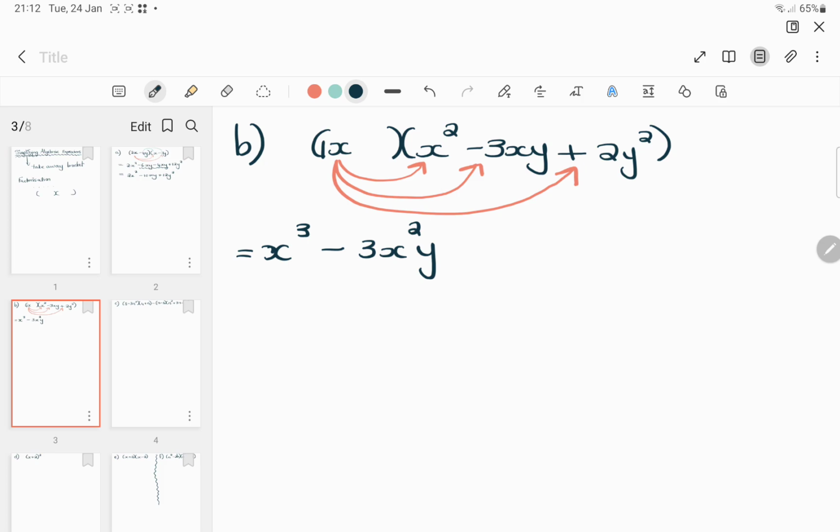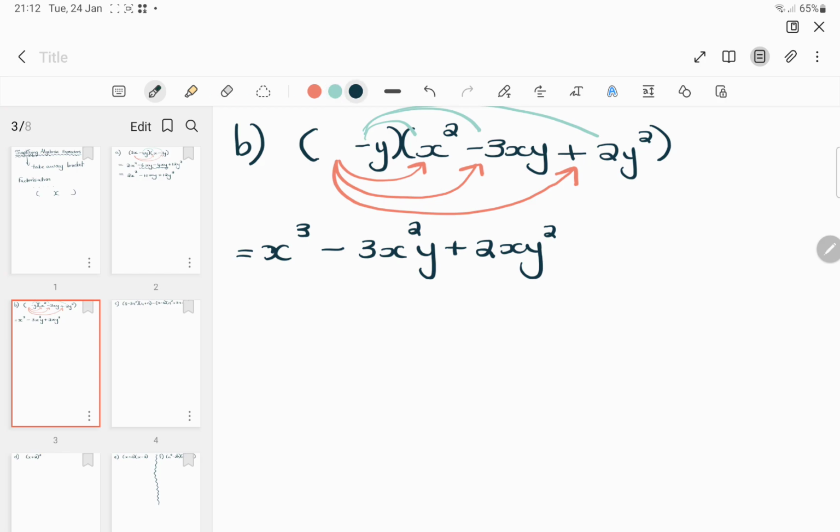Then a positive x times a positive 2y squared gives 2xy squared. Then we're going to bring back that negative y, and then we're going to close up the x over there. And now it's the negative y that needs to be distributed into the 3 terms over there.